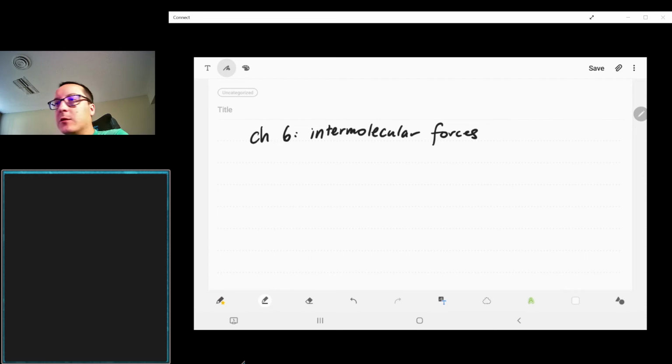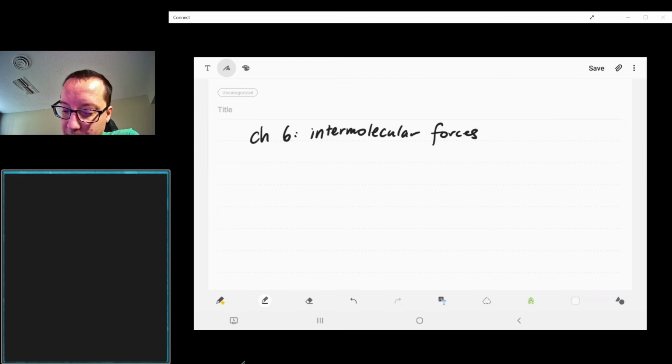Alrighty, so we are now on chapter 6. This would be material that's going to be on exam 3, not the one next week, but in a couple weeks after that. We're going to be studying intermolecular forces now.